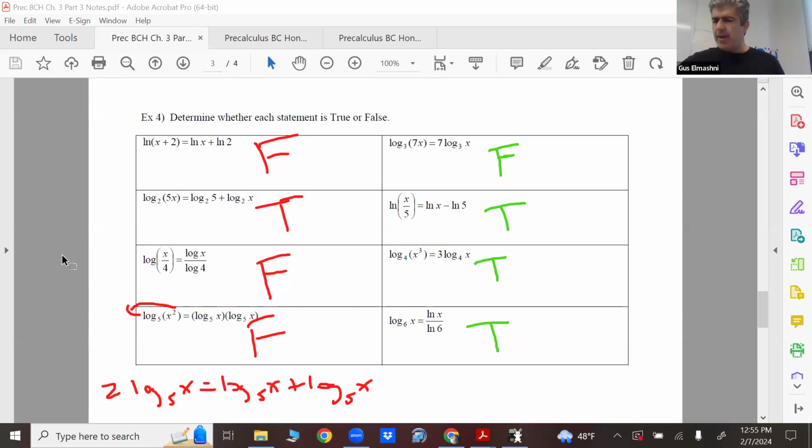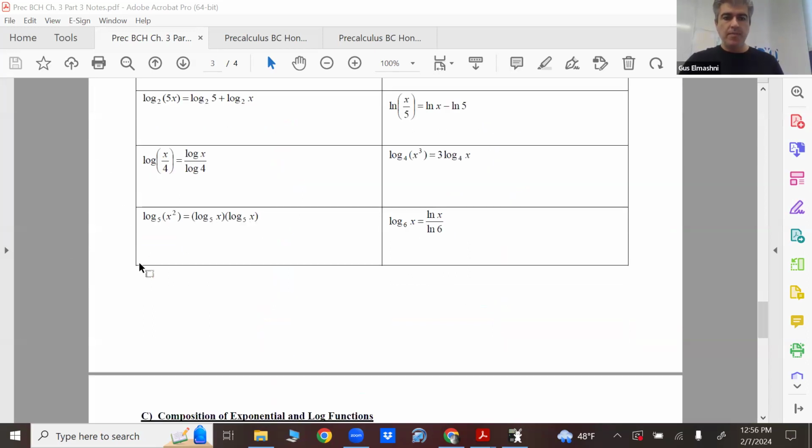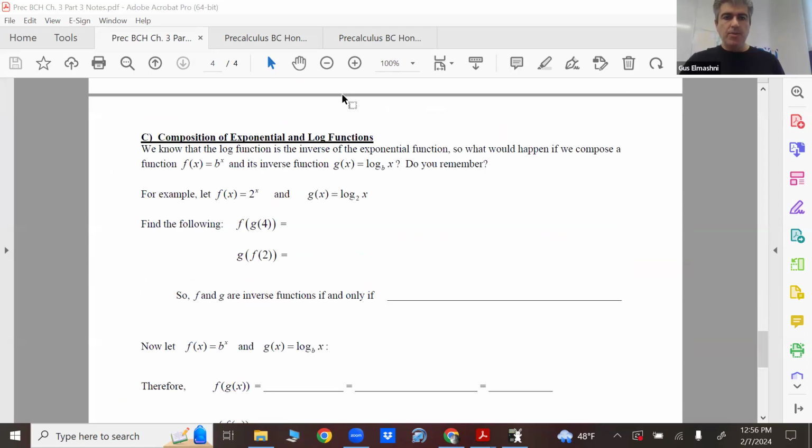the third one on the right is the power property. The second one on the right, you could do that. That's division. The fourth one on the right, you could do it because that's change of base. Right. Clear? Let's go. All right, we're on the last page.